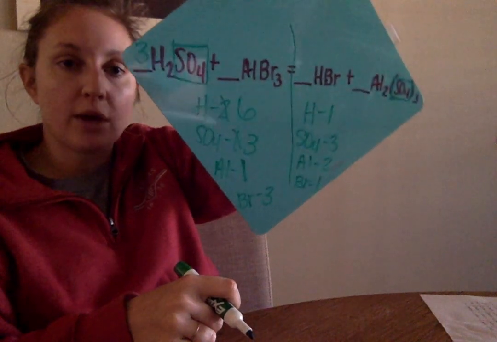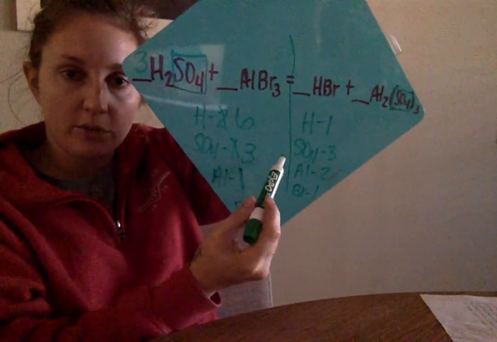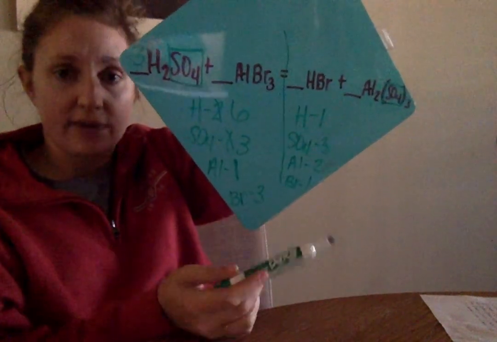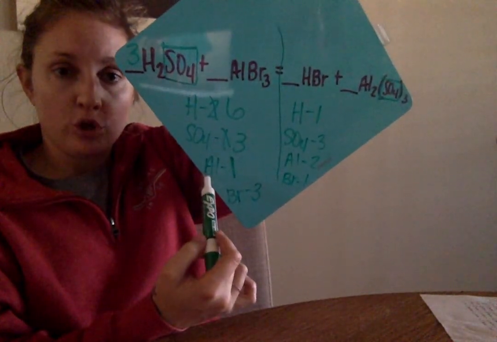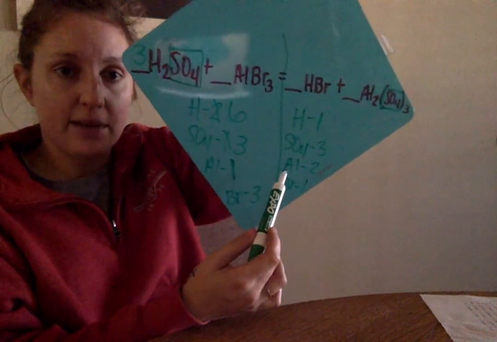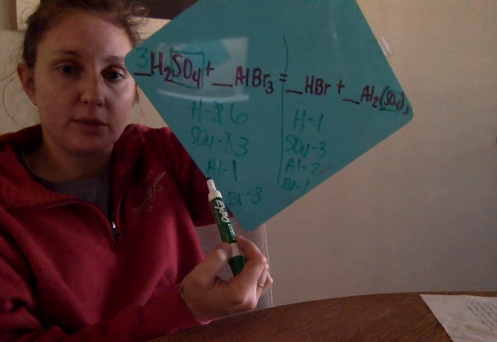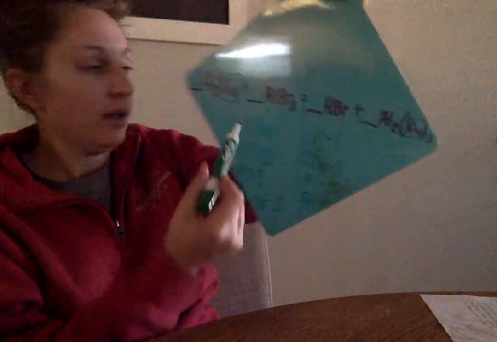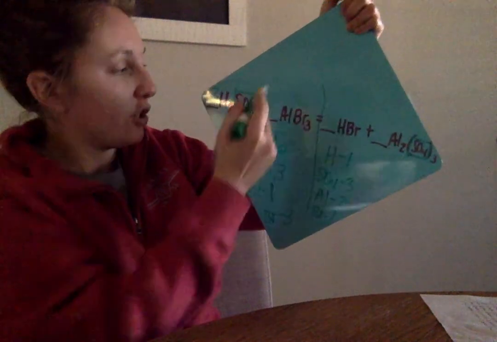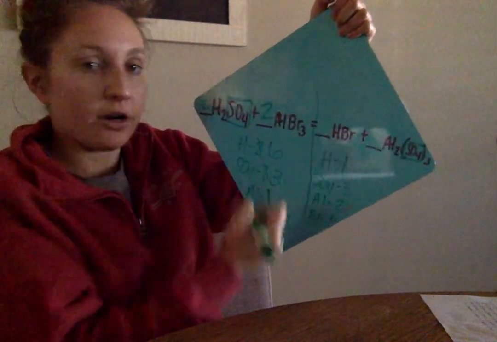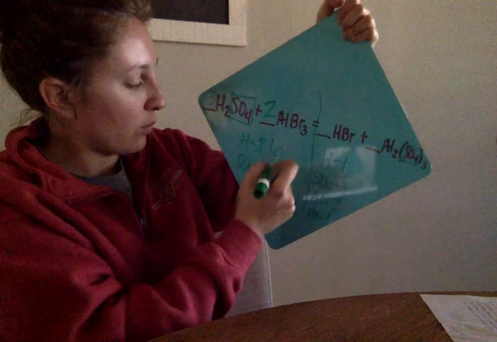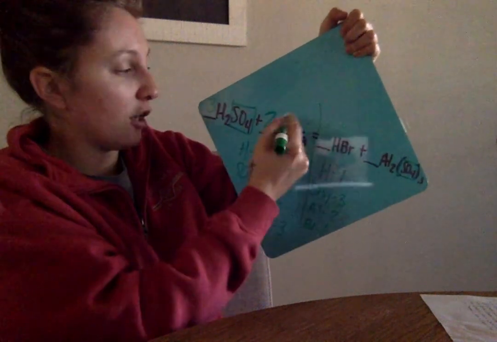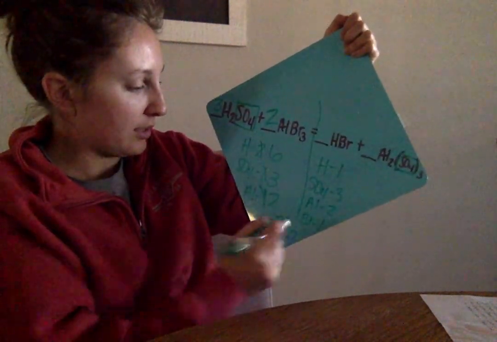Let's keep rocking and rolling. My SO4 blocks are okay. My hydrogens are way off now. My aluminums are off. My aluminum on the right has 2. My aluminum on the left has 1. So let's see if I can fix that. My aluminum on the left needs 2, so if I put a multiplier there, 2 times 1 gives me 2 aluminums. It's also going to change my BR to 6.